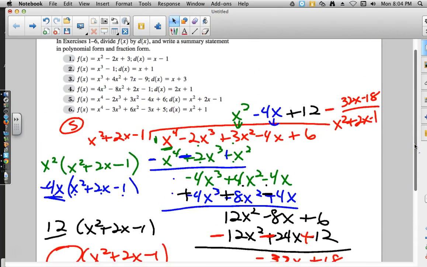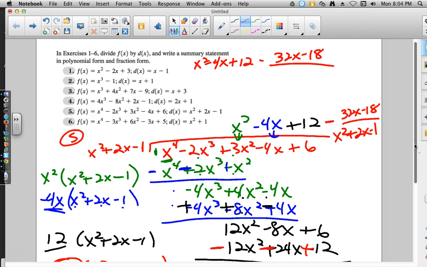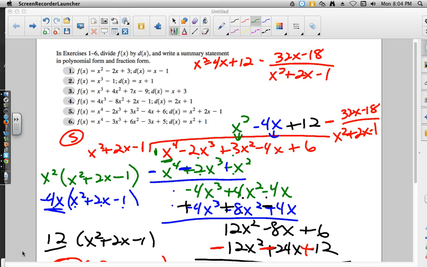If we go back up to look at the directions, it says write a summary statement in polynomial form and in fraction form. So that summary statement in fraction form would be x squared minus 4x plus 12 minus 32x minus 18 all over x squared plus 2x minus 1. Okay, sorry, I had to sneeze there.